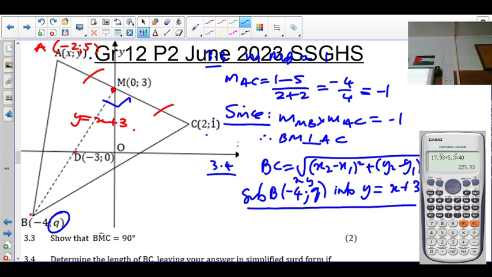That's the X and the Y. So Q is equal to negative 4 plus 3, which is negative 1. Is that correct? Okay.